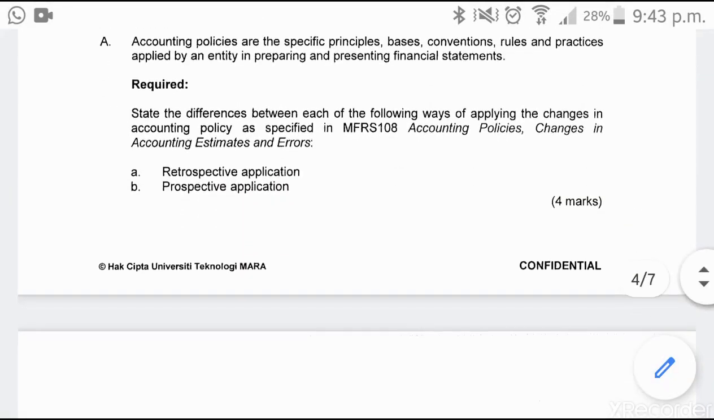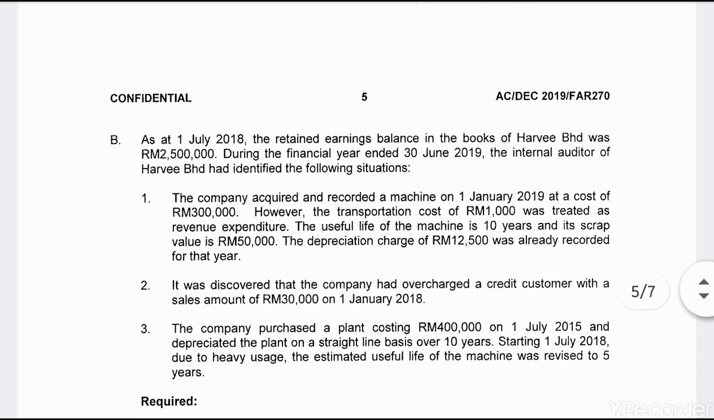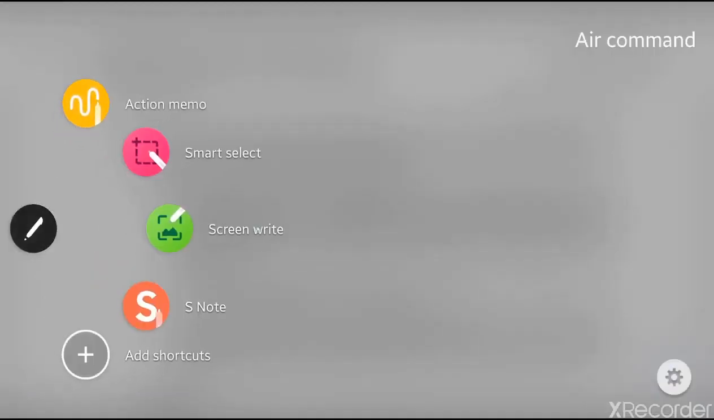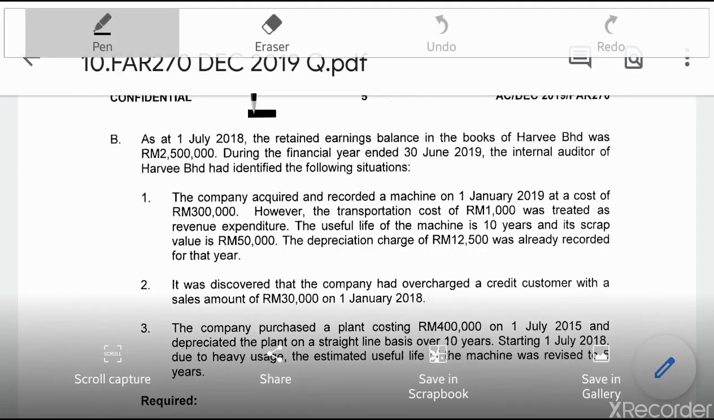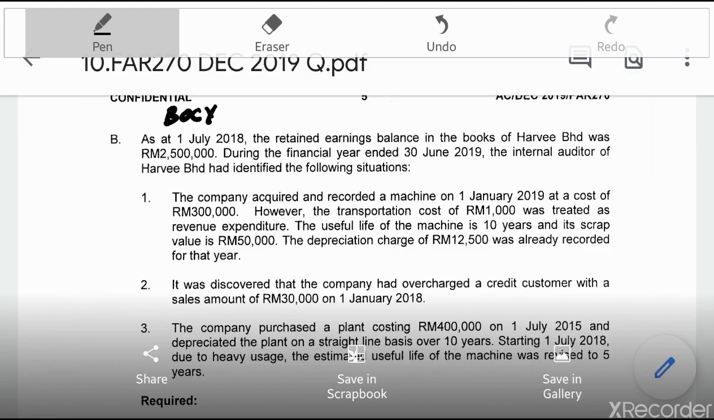Let's look at the second part of the question. The second part of the question is about a company called Harvey Berhad, where you have the information here. Let's see what we have here. As at 1st of July 2018, which is the beginning of the current year, the retained earnings balance in the books of Harvey Berhad was 2.5. So meaning that this is the one that stood in your statement of changes in equity under the retained profit column, retained earnings, 2.5. So this is the retained profit brought forward.